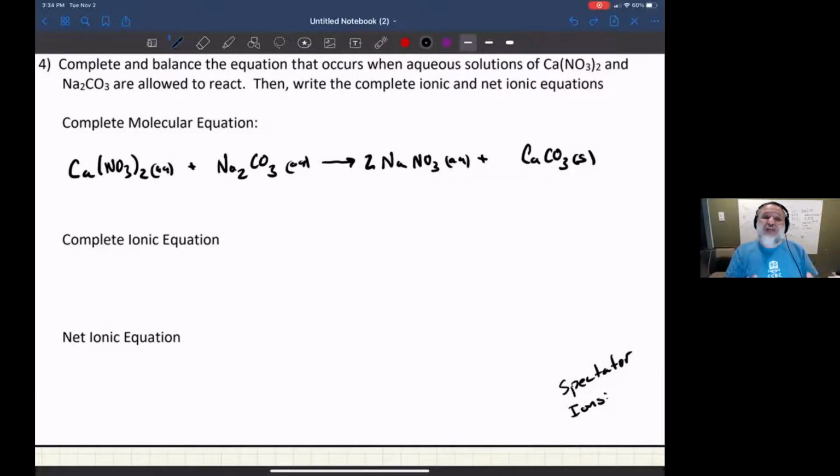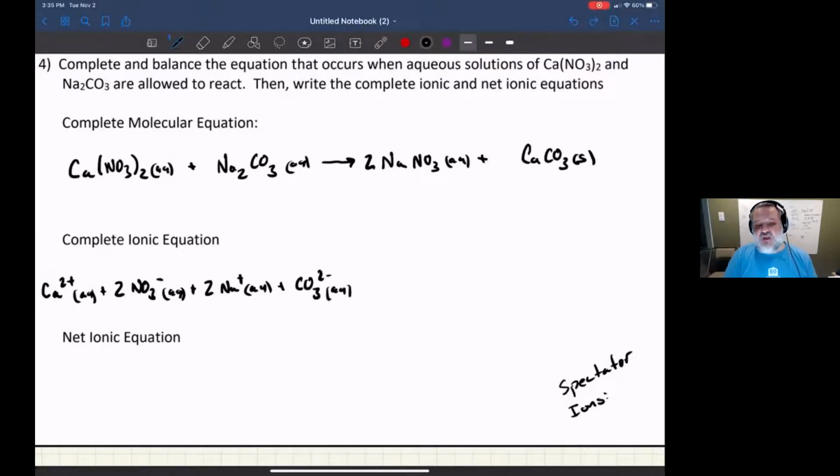And so in the complete ionic equation, we write down the ions as they appear. So how do they appear in the solution if they're aqueous? They're isolated. So that means I have a calcium 2 plus by itself and it's aqueous. That means I have two nitrates by themselves and they're aqueous. It means that I have two sodium ions by themselves and they're aqueous. And the last thing on the reactant side is I have a carbonate by itself, aqueous.